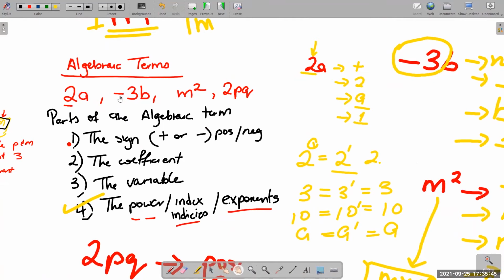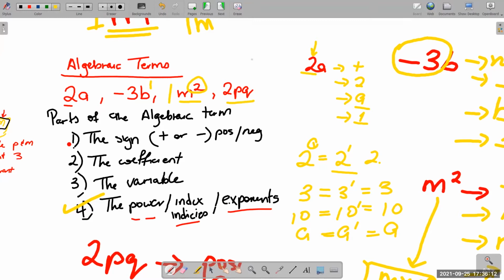All right. So as we see here, negative 3b, it's a negative sign. The coefficient is negative 3. The variable is b. The power of b is 1. In this example, the m square is positive. The coefficient is 1, even though it's not there. The variable is m square and the power is 2.